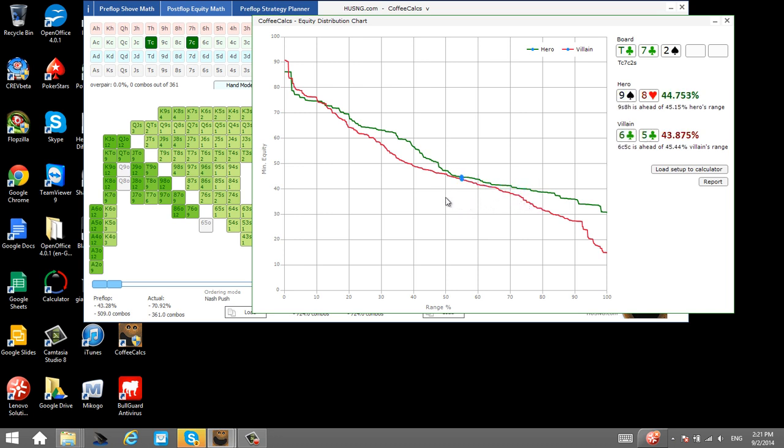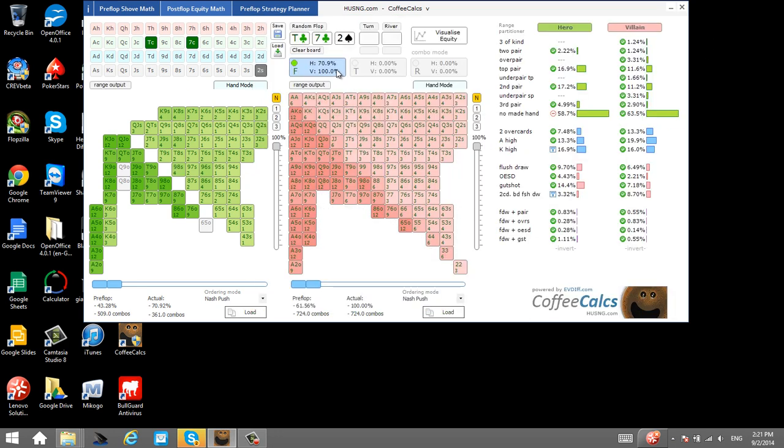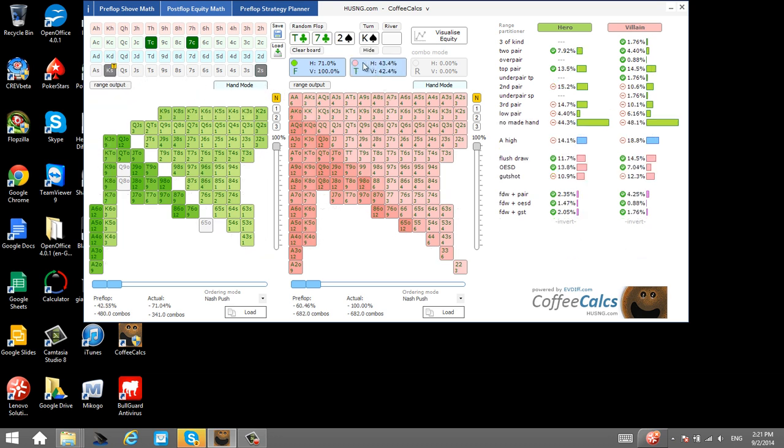All your different hands, you can sort of see how they stack up versus villain's range. And so that's really useful. And furthermore, once you have it selected in green, it'll sort of remember this for the next street. So what I can now do is look at how things change on a certain turn card. So let's say the King of Spades comes on the turn. Again, it's red right now, so this will be the starting range.